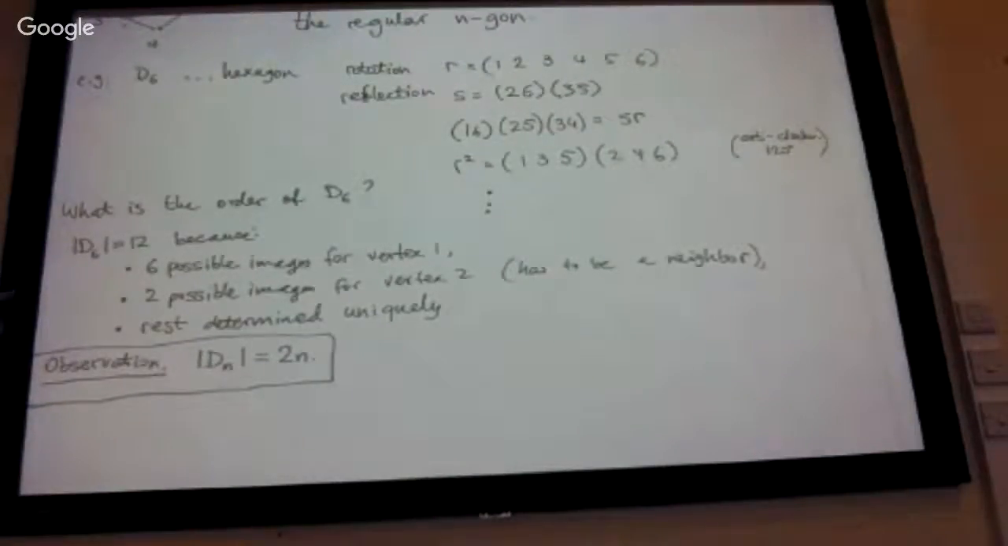But the same argument goes through. You have n possible vertices as images for vertex 1. And then 2 has to be a neighbor. So again, there's only 2 neighbors. And the rest is determined.